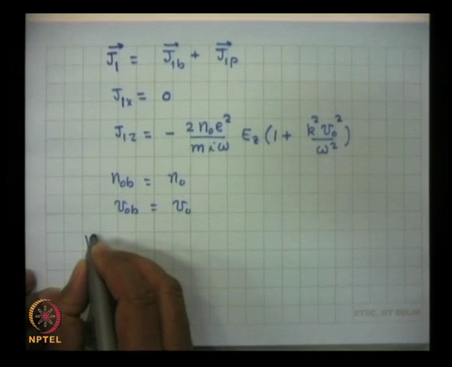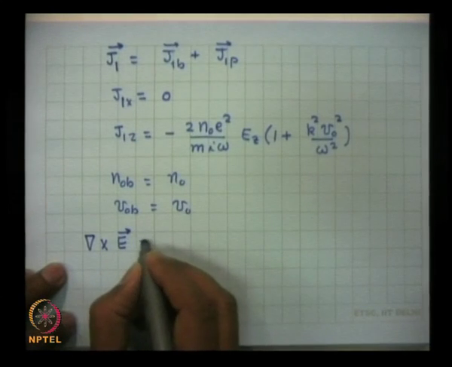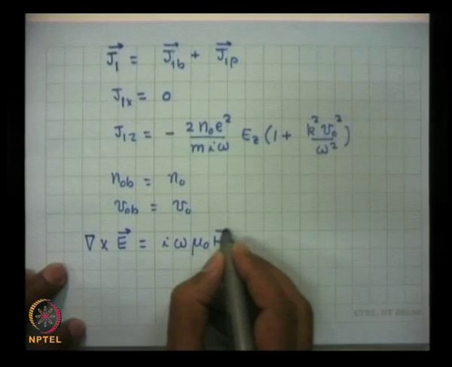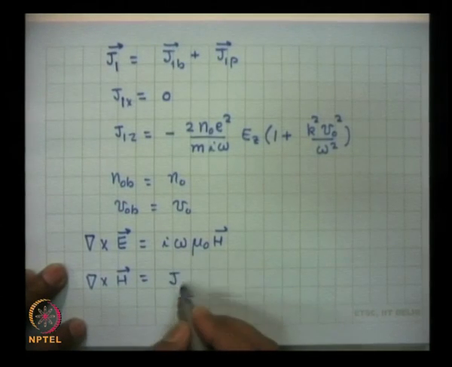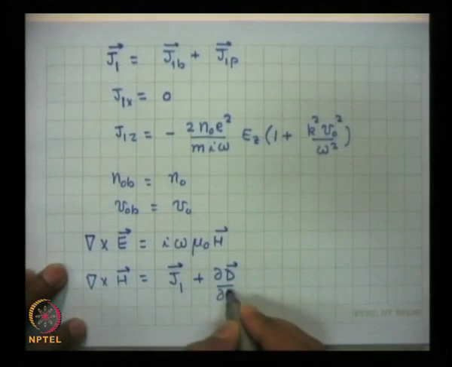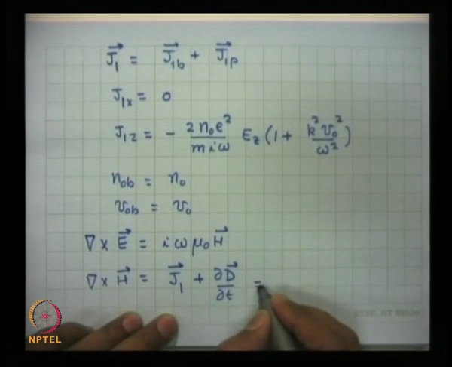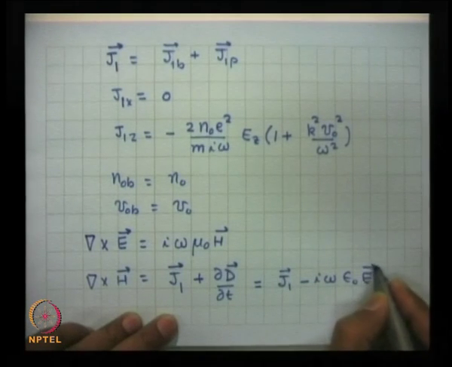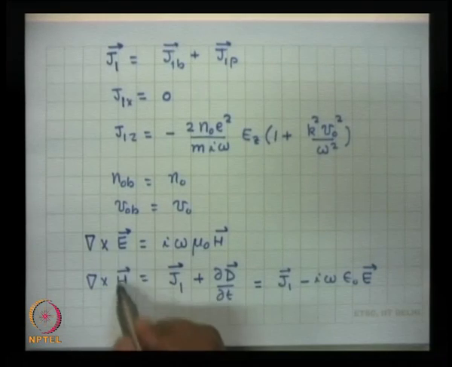The general electromagnetic wave equation can be deduced from Maxwell's equations. Curl of E equation I have already written, which is equal to minus delta B by delta t, and which was equal to i omega mu 0 H, and the last Maxwell equation is curl of H is equal to J, but actually I want J1 basically, plus delta D by delta t. For plasma, displacement current density is the same as epsilon 0 into E, and if I replace delta by delta t by minus i omega, I will get this is equal to J1 minus i omega epsilon 0 into E. I should substitute for J1 from this expression, and they are coupled equations for E and H.